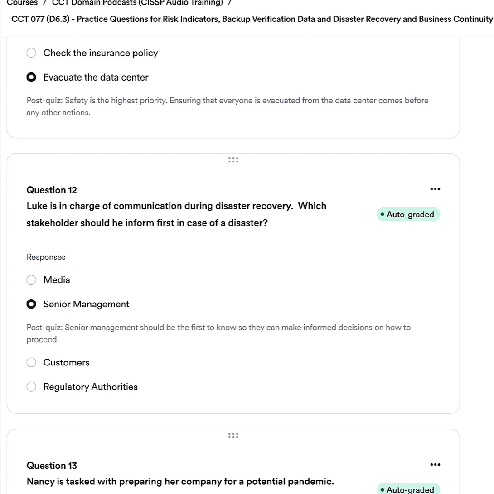So he's in charge of communications during a disaster recovery. Which stakeholder should he inform first in the event of a disaster? And that would be senior management.